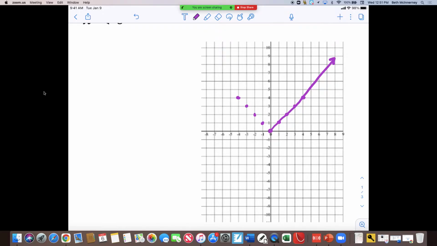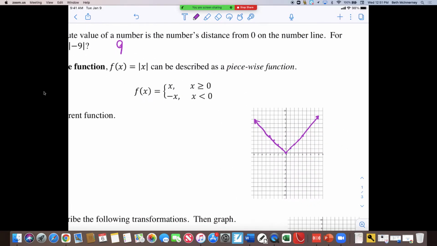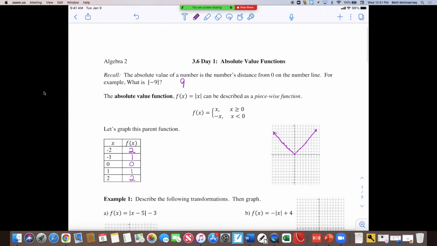And notice this is a V. It has a pointy corner. An absolute value function has what we call a vertex, and that's at that corner. So we're doing the parent function for absolute value of x.